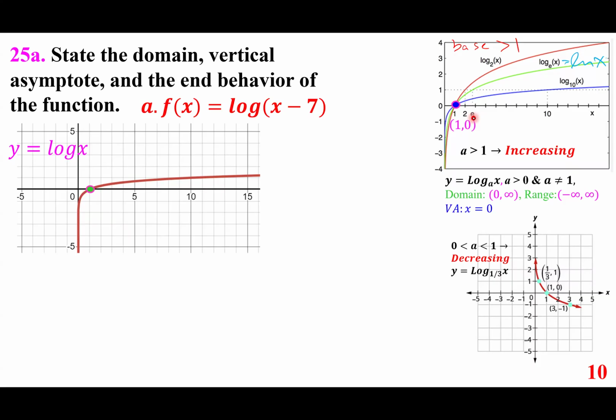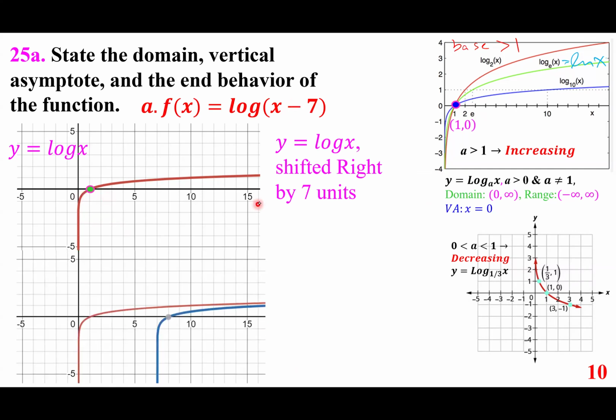Now, x minus 7 moves it to the right by 7 units. So y equals log x shifted right by 7 units becomes this one. So move this to the right by 7. So this one had coordinates 1, 0. Now this one, 1 and 7, so now it's 8, 0.